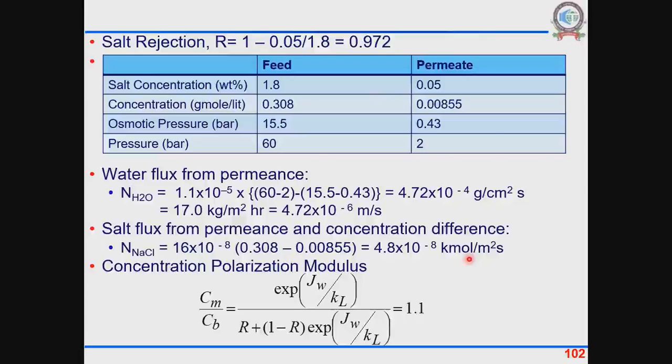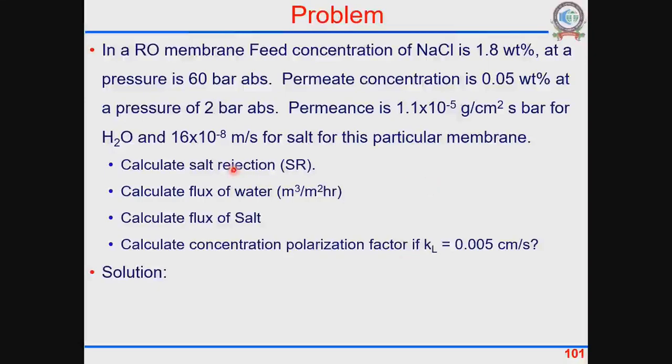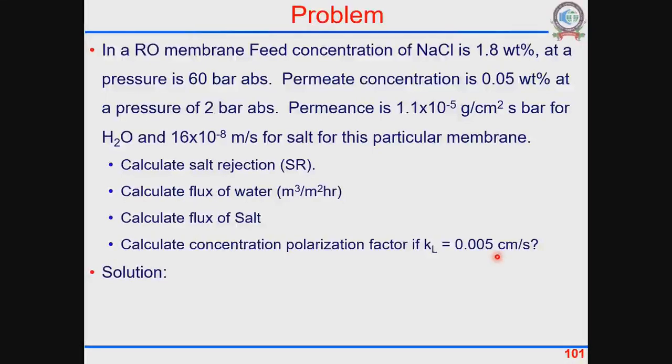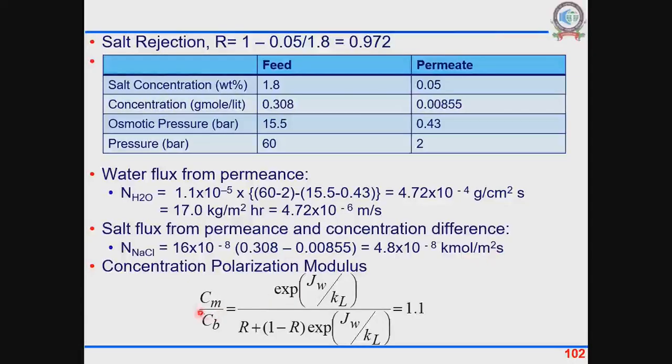That will give you the salt flux as 4.8 into 10 raised to minus 8 kilomoles per meter square per second. So if you calculate the polarization modulus, e raised to Jw divided by kL, take care of units. This is in terms of meters per second, and this is in terms of centimeter per second. Divide this by 100. So you'll find that the polarization modulus Cm by Cb is about 1.1. Rejection coefficient you can take R as 0.972. So you'll get this as 1.1. So hardly there is any polarization.